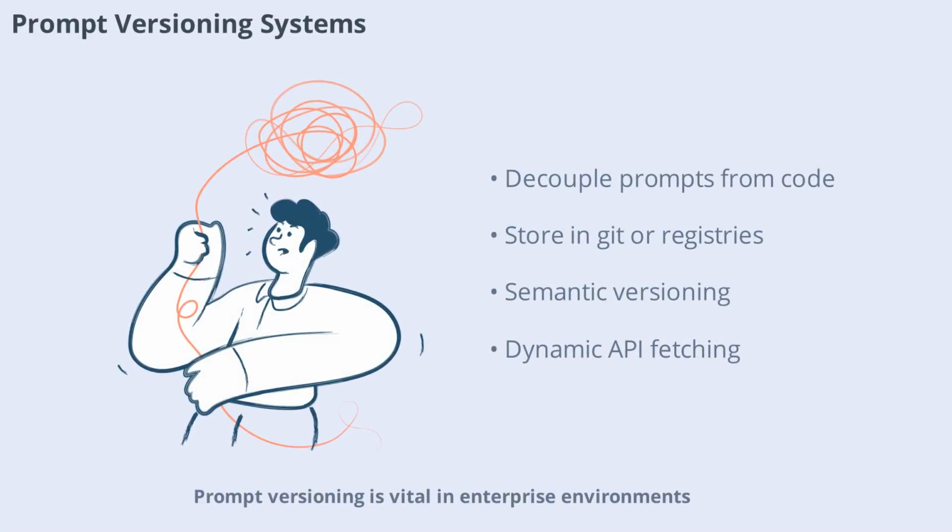Prompt versioning is vital in enterprise environments. By decoupling prompts from application code and treating them as configurations, you can store them in Git repositories or specialized registries like LangSmith or Weights & Biases Prompts. Using semantic versioning and tagging production-ready prompts allows dynamic fetching via APIs.